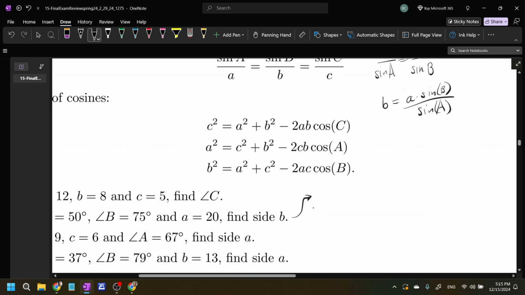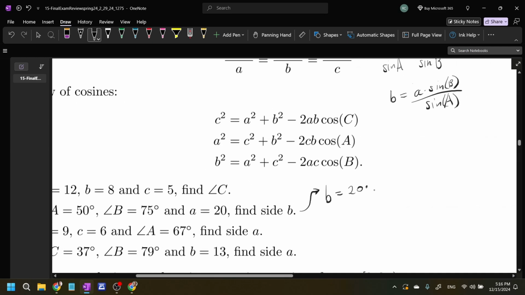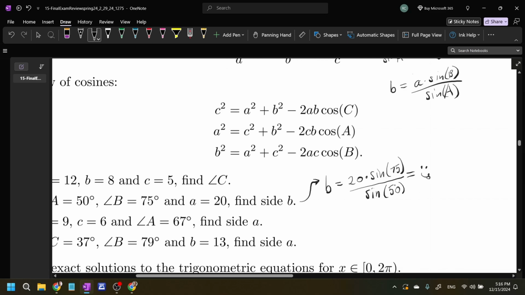Okay, so now we need to plug this into our calculator. Yes, you will need a calculator. A is 20, so b equals 20 times the sine of B, which is the sine of 75, divided by the sine of A, so sine of 50. Sorry, sine of 50, not 20. You just plug that into your calculator and you're going to get your answer. So I'm not going to do that. I'll let you do that.